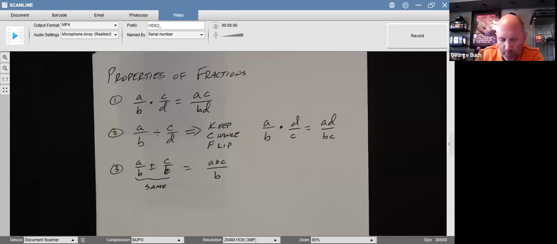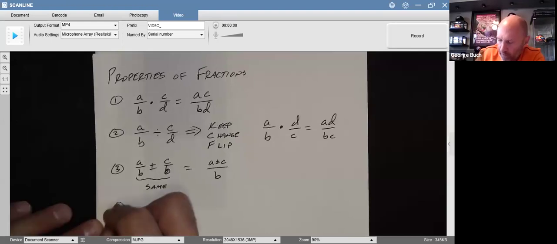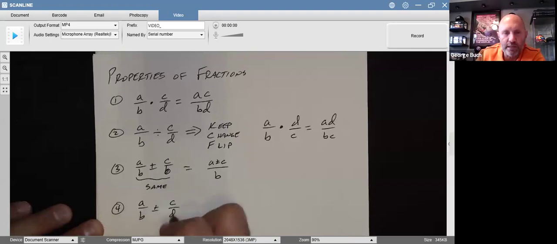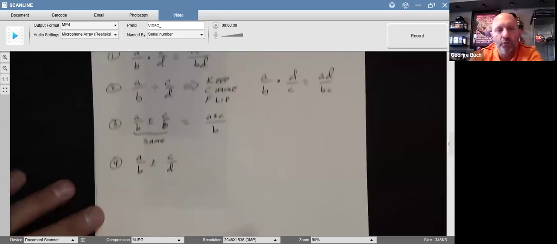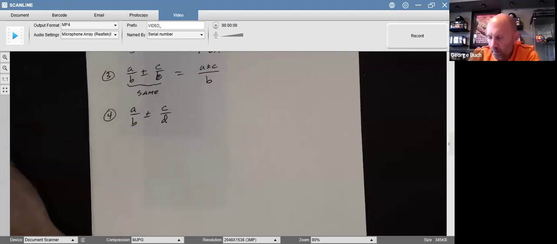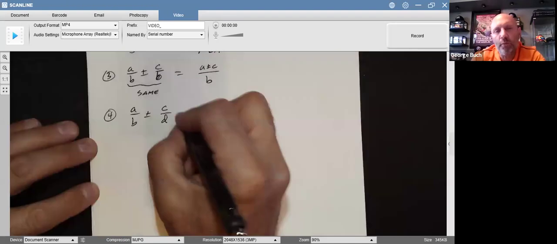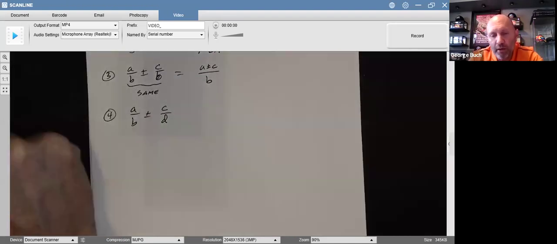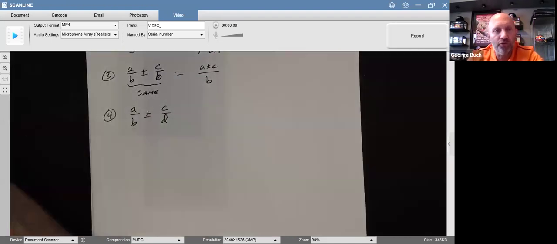Instead, what you're going to end up with, likely, is A over B plus or minus C over D. And so I'm going to show you guys a shortcut method here. We could convert both of these to have the same denominator and then just apply property number 3 now that they're the same. But a lot of times it's easier to do what I call the cross multiply method.